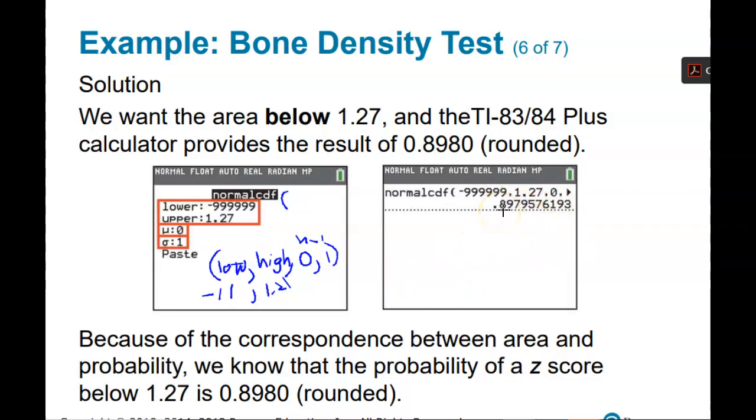And when you get this number, that's your answer. That's your probability. So the probability of a person having a bone density of 1 with a z-score of 1.27 or below is 0.8979, pretty close to 90%. Pretty good. So we know that that person's within the 90% probability, and on the high side, that's good. So that would be maybe how a z-score would be used to interpret a test result.